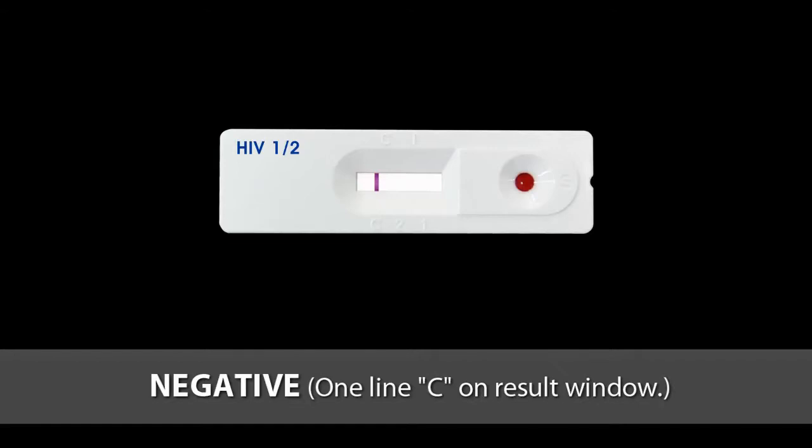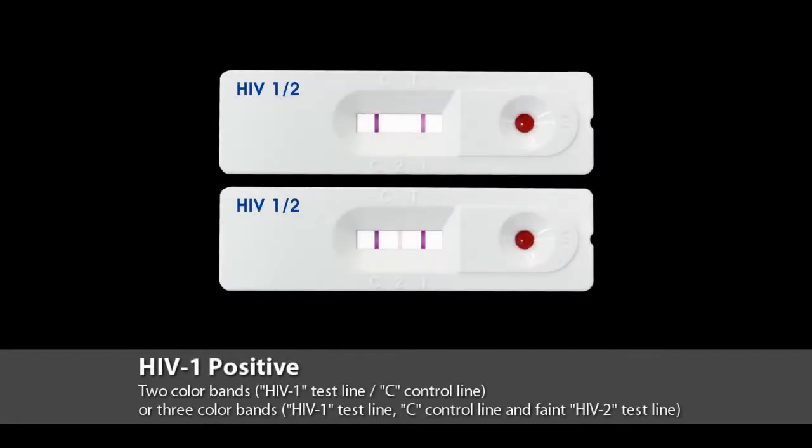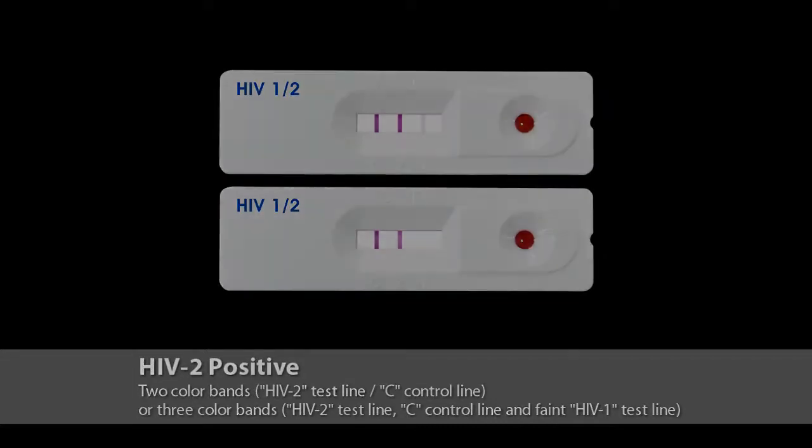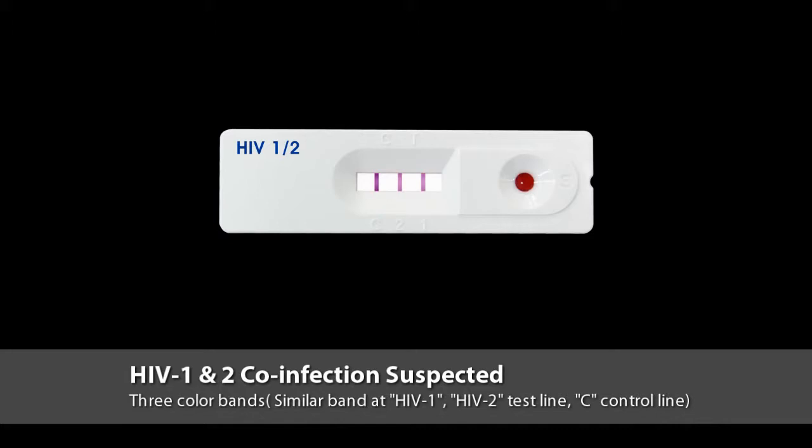Only one line at C on the result window means negative. 2 color bands at the 1 line and C line, or 3 color bands at the 1 line, C line, and a faint 2 line, mean HIV type 1 positive. 2 color bands at the 2 line and C line, or 3 color bands at the 2 line, C line, and a faint 1 line, mean HIV type 2 positive. If the 1 and 2 lines are similar, you must perform a confirmatory test to determine the virus type or diagnose a co-infection accurately.